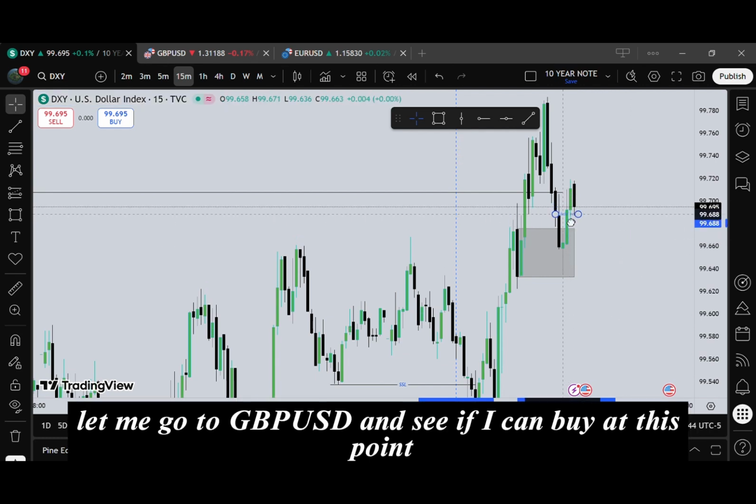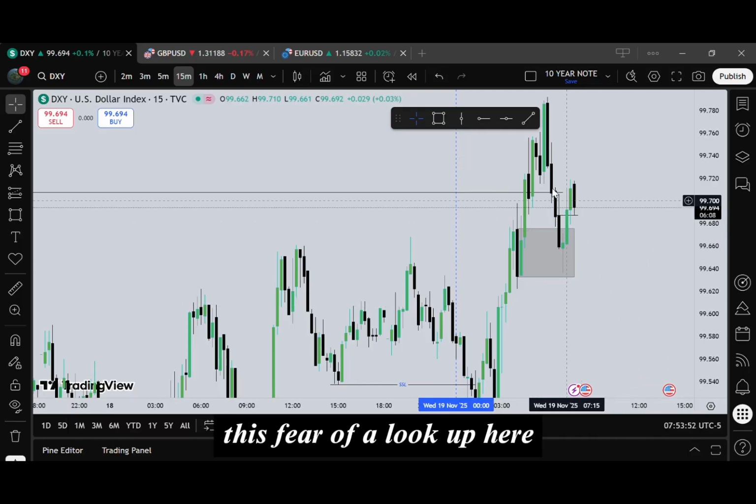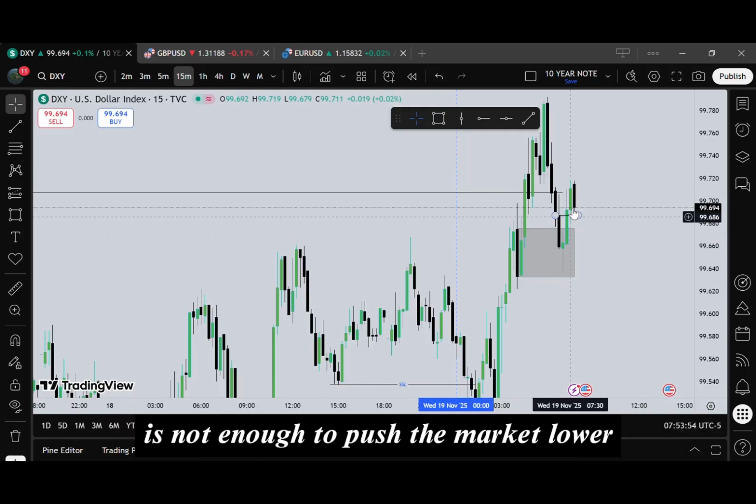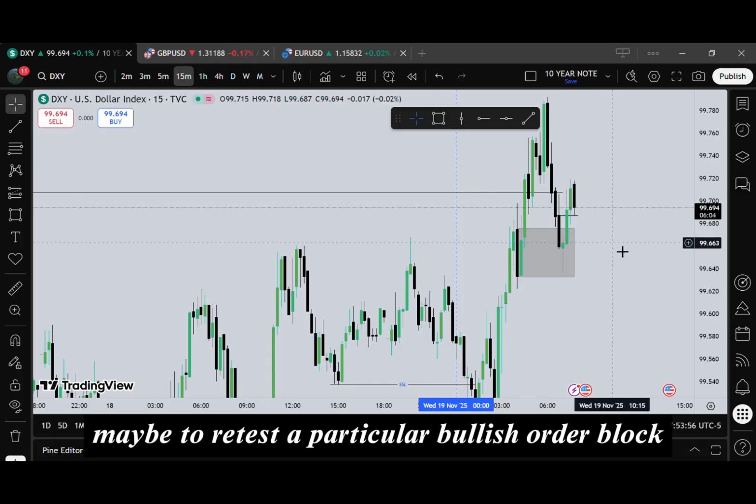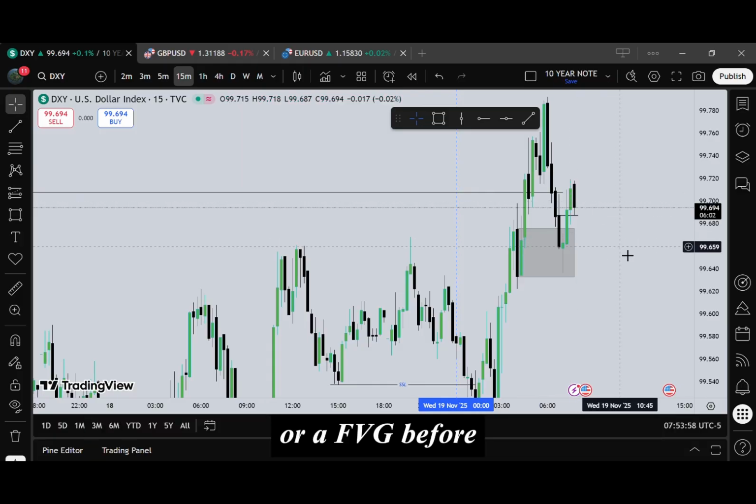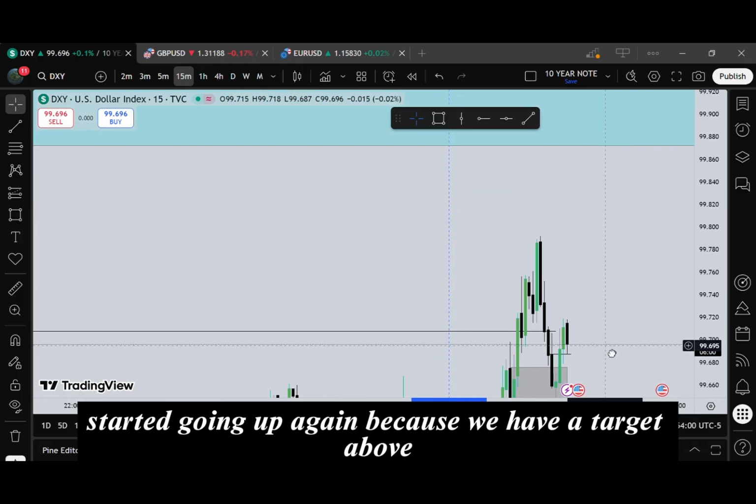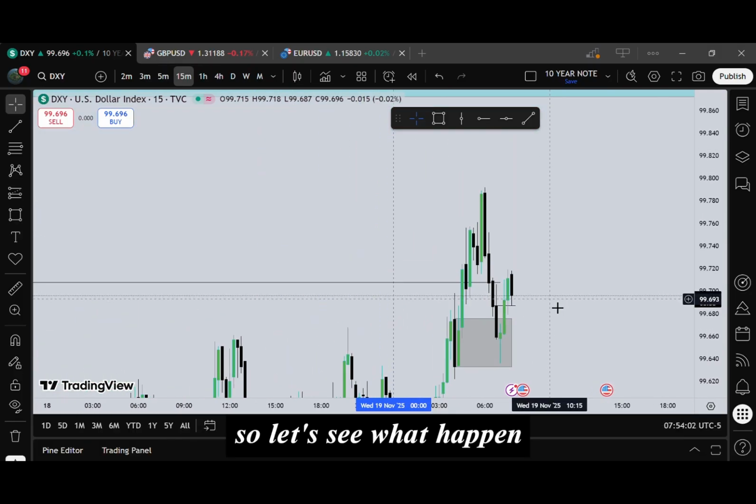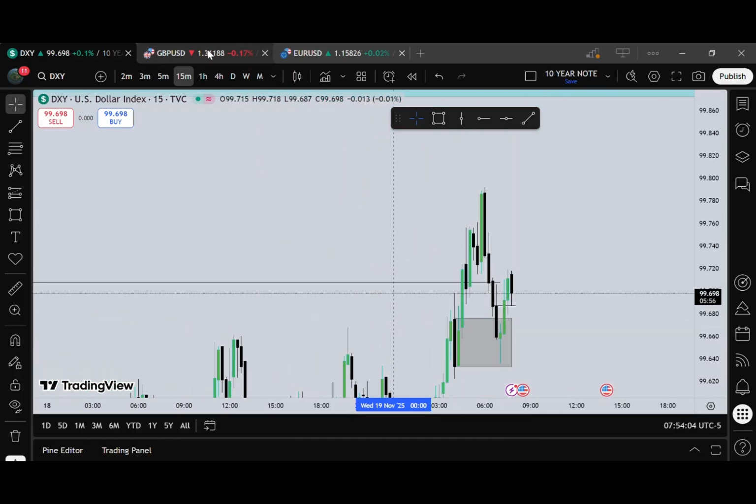Let me go to GBP USD and see if I can buy at this point. This fair value gap here is not enough to push the market lower. We just need it maybe to retest a particular bullish order block or a fair value gap before it starts going up again, because we have a target above. So let's see what happens.